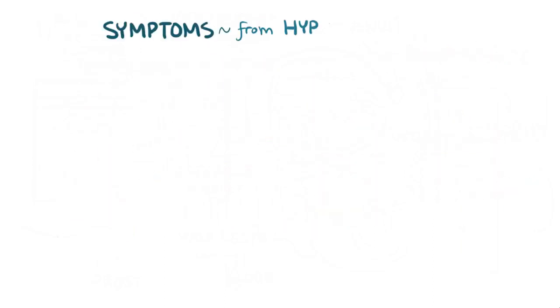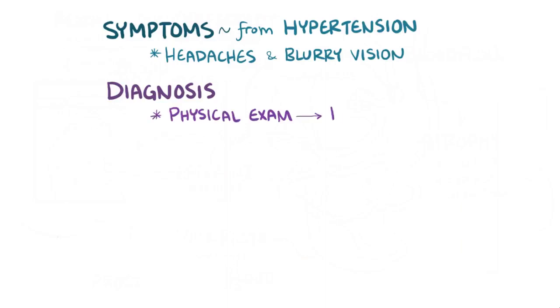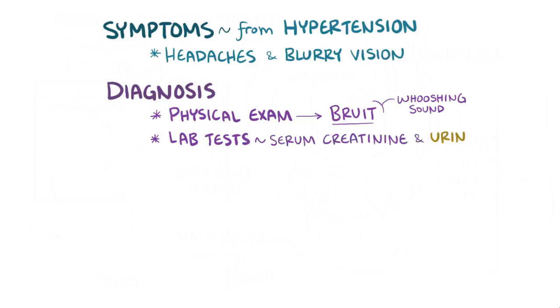Symptoms are often a result of the hypertension, which if it gets severe can cause things like headaches and blurry vision. The diagnosis is therefore based on seeing if there's an underlying cause for hypertension. Physical exam might reveal a bruit, which is a whooshing sound heard with a stethoscope over the renal arteries in the abdomen, caused by the turbulence of blood flowing through the stenotic part of the renal artery. Basic screening labs like serum creatinine and a urinalysis can help assess kidney function as well.